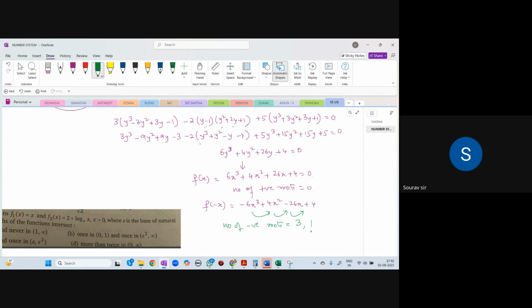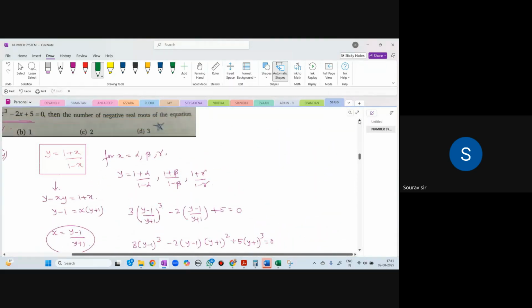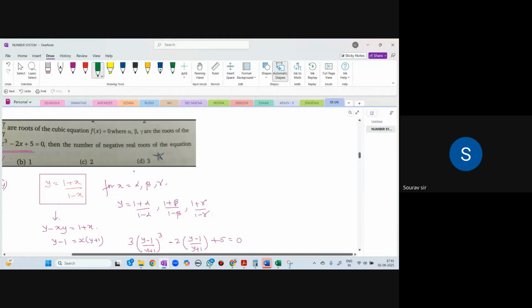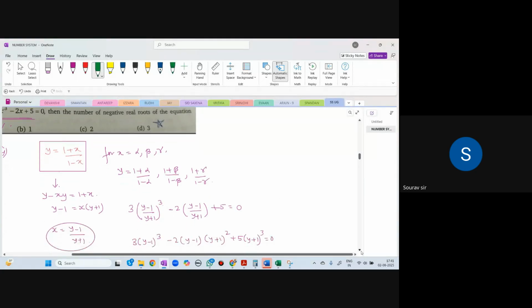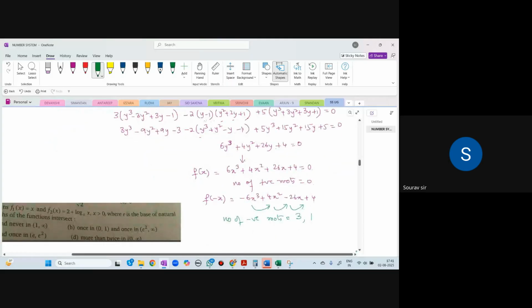Right? It can be 3 or 1. And in the options, both are given. 3 and 1 are both there. So what should be your choice? That's why I said only Descartes' rule will not give you the answer. So to get the correct answer between 3 and 1, you have to look at f(x).